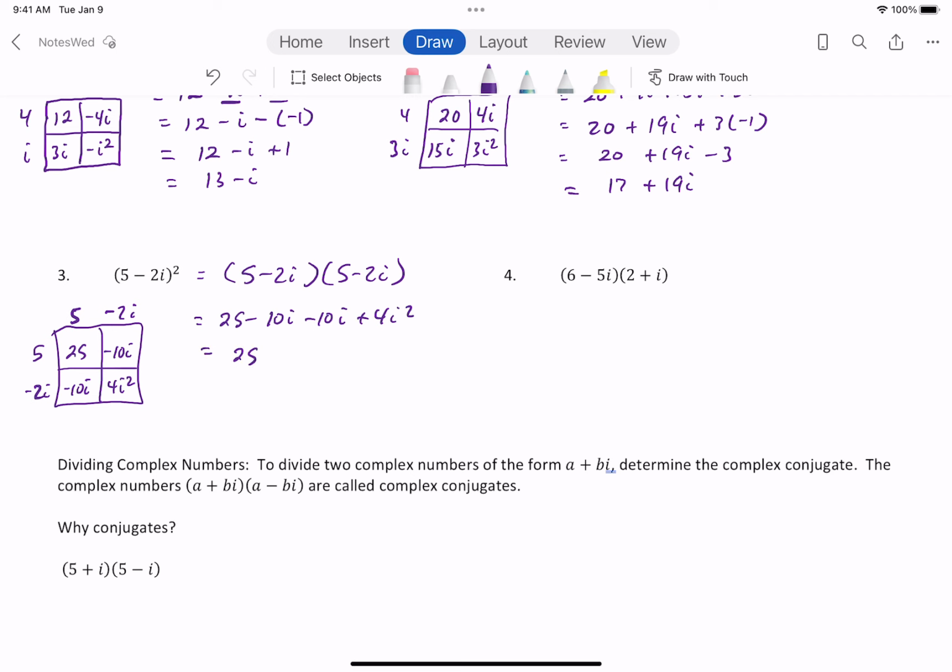So we can add the two middle terms. Negative 10i and negative 10i is negative 20i. We'll replace the i squared with negative 1. And then 25 minus 4 is 21 minus 20i. Alright, one more of these.